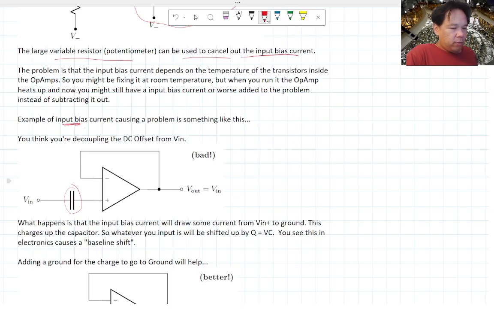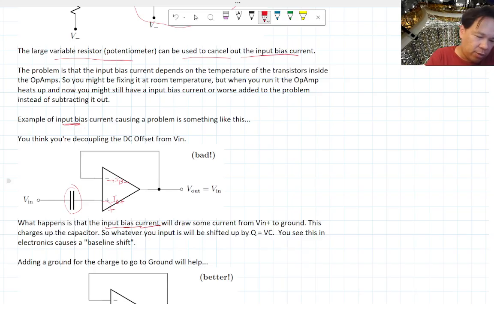Well, you would think, oh, that's a good idea. But what happens is that the input bias current is going to be drawing current from both inside, bias minus IB plus. It's going to be drawing current from here to ground.